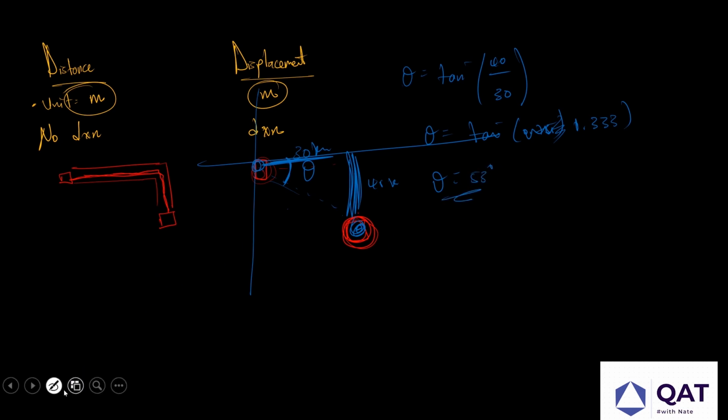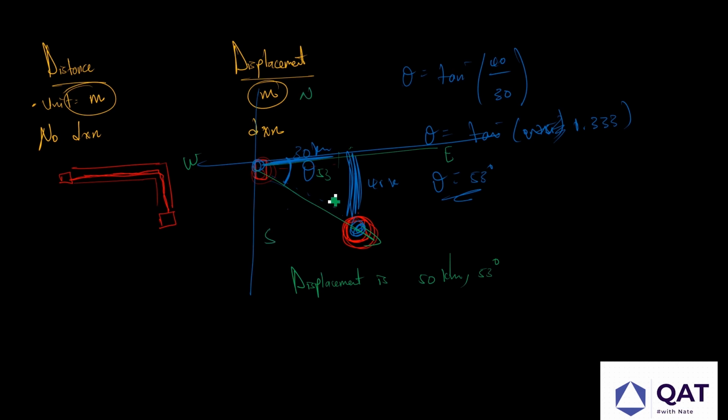So what do we mean by 53 degrees? When I write the final answer, I will write: displacement is 50 kilometers, comma, and I need to write the direction, 53 degrees. 53 degrees what? This is east, west, north, and south. So it is 53 degrees south of east. I write it south of east. This is the displacement.